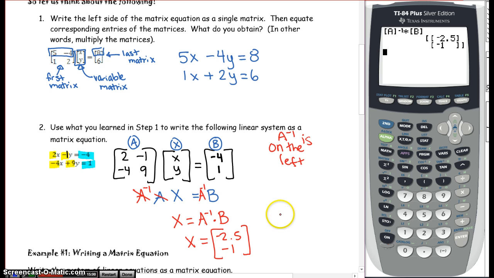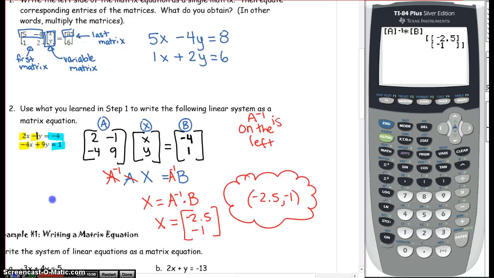Now, it is an intersection point, so we do actually write it as a point. X is -2.5, Y is -1. We do write it as a point just because it is a system. That means these two lines intersect at one location. So it kind of looks like this. Intersection point.